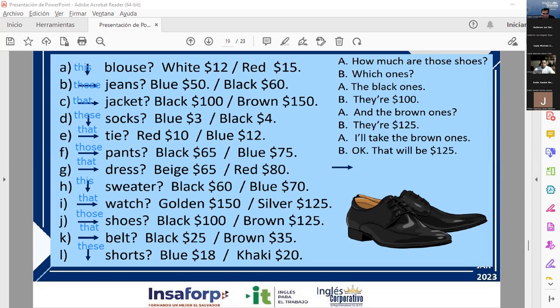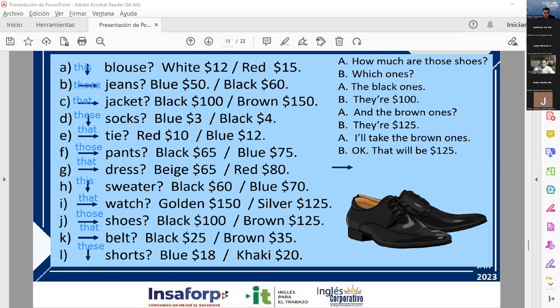Could you please practice from the exercise? Like, how much is that tie? Which one? The red one, it's $10. And the blue one is $12. I'll take the blue one. Okay, that will be $12. So you say for that. That doesn't change en el precio, solo that will be para todos. Sí, con todos. La última es la misma, solo cambia el precio.